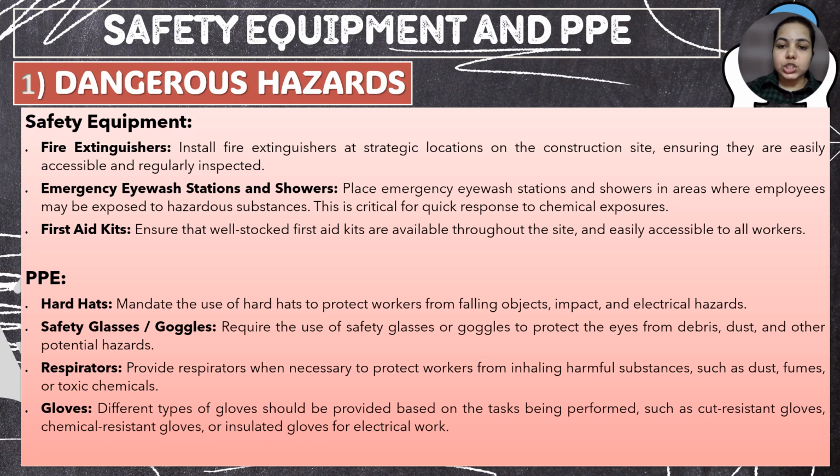The third point is provide respirators when necessary to protect workers from inhaling harmful substances such as dust, fumes or toxic chemical. Last, different type of gloves should be provided based on the task being performed, such as cut resistant gloves, chemical resistant glove or insulated glove for electrical work.